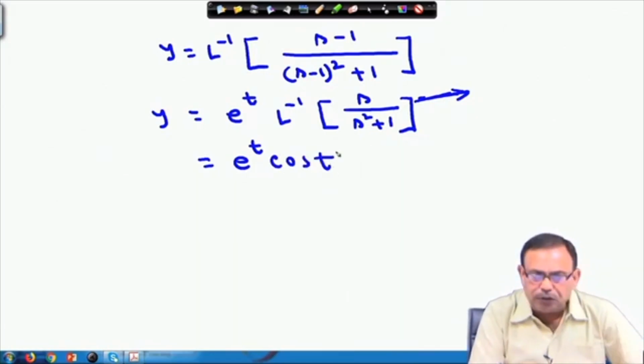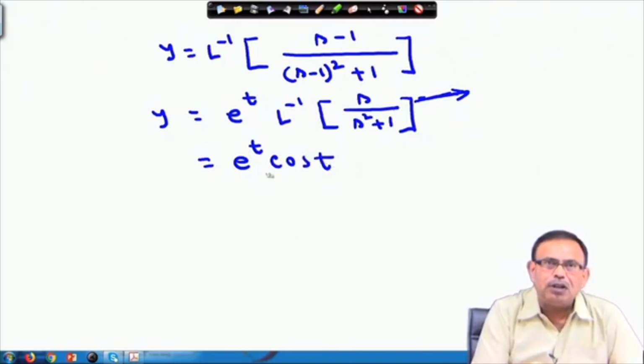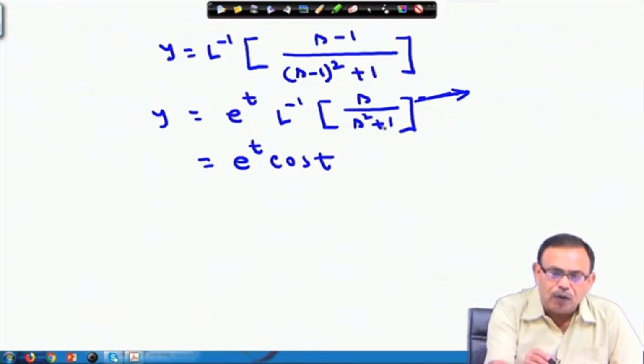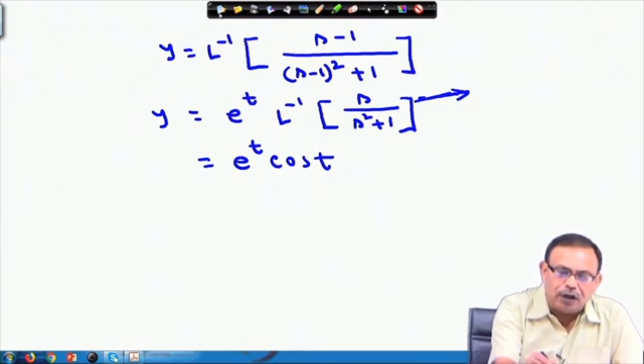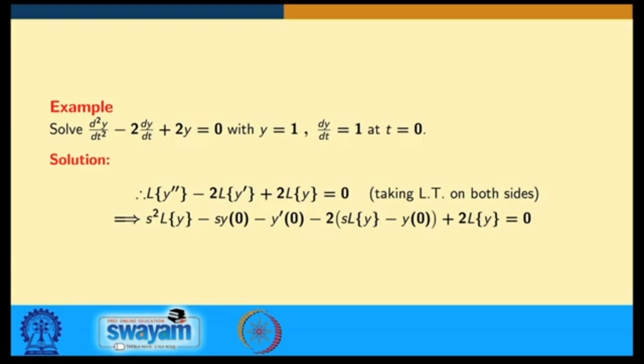So, I obtain the solution as y equals e power t into cos t, which I am getting by evaluating Laplace inverse of s by s square plus 1. So, by this way I can find out the solution. Let us see the same thing I can show it this way.